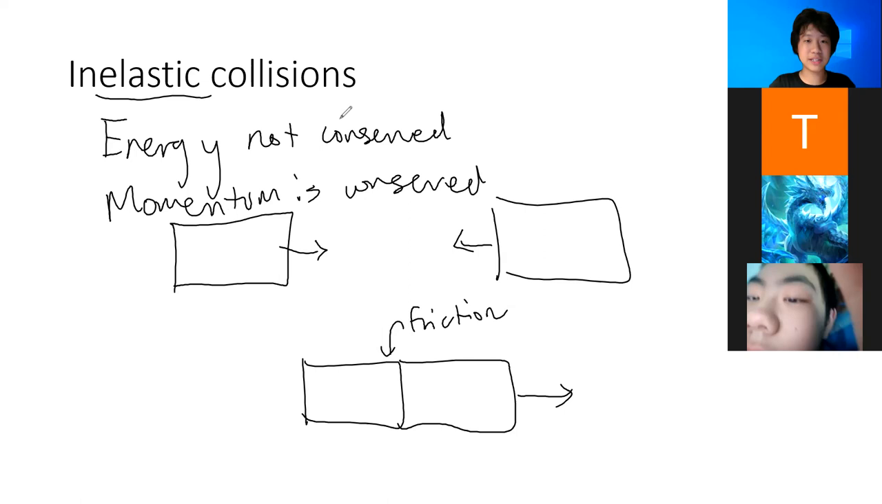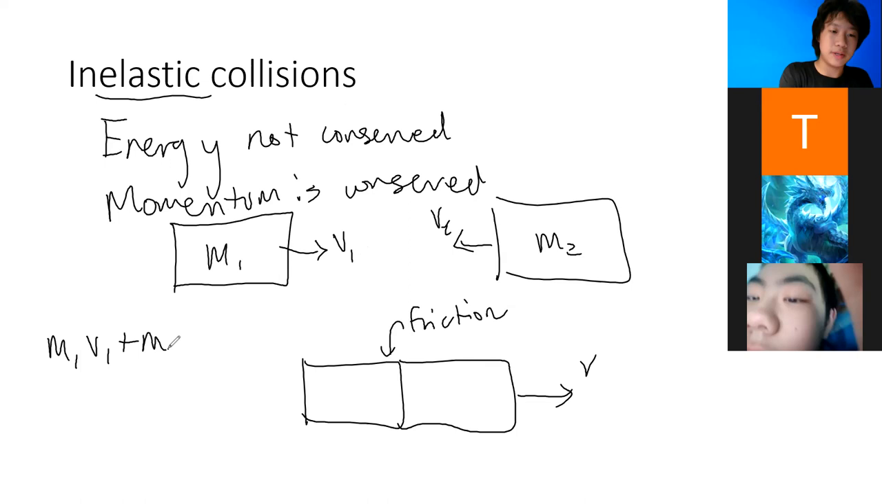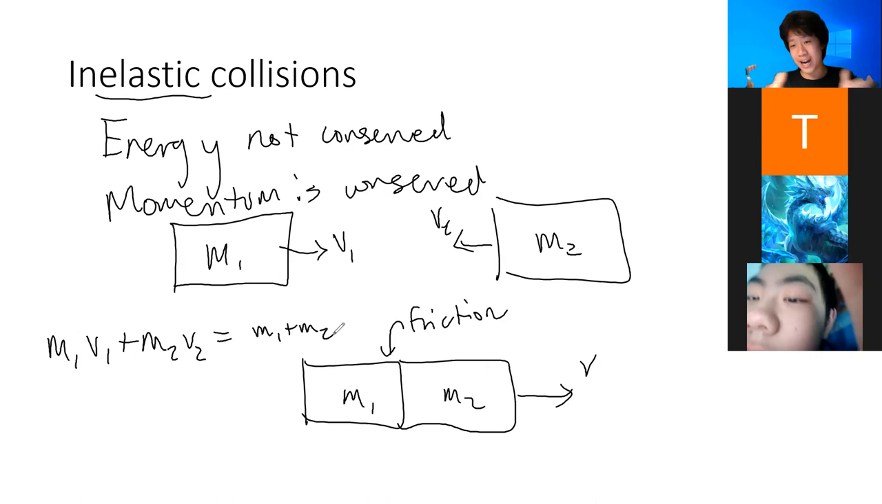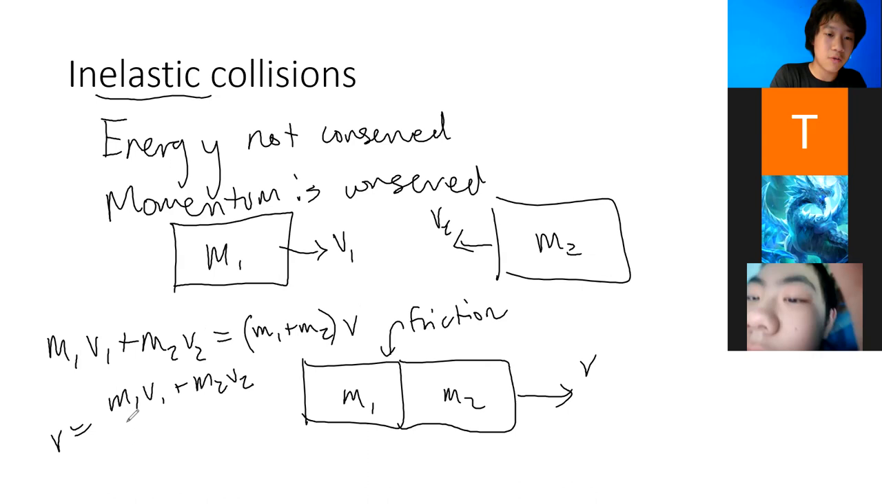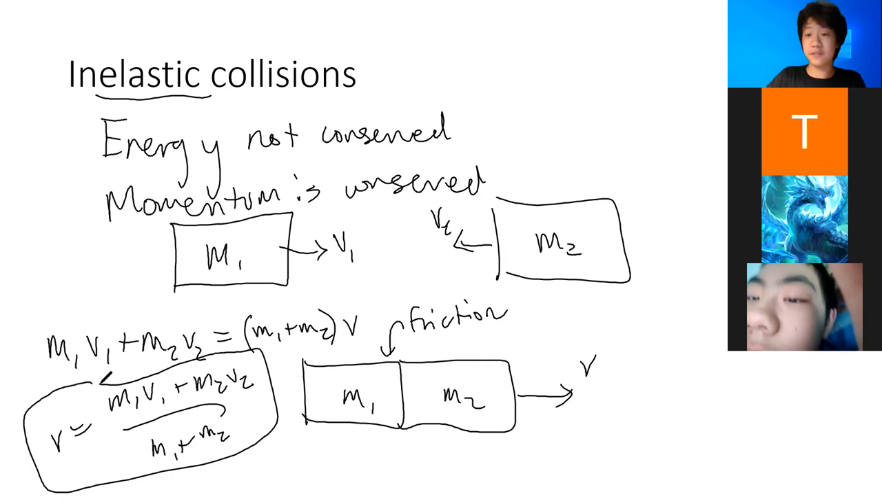So what this means is we can derive a simple formula for the velocity of these two objects after their collision. Let's label this M1, it has V1, M2 has V2. Let's use conservation of momentum. Initial momentum is M1 V1 plus M2 V2, and this equals the final momentum. M1 is fused with M2, so M1 plus M2, because they're acting like one big object now, going at velocity V. So how do we find V? V is just M1 V1 plus M2 V2 over M1 plus M2. So this is the formula for the velocity of these two objects after an inelastic collision.